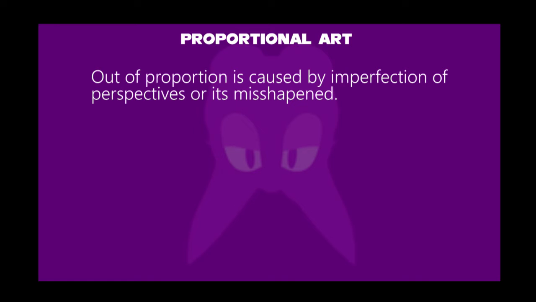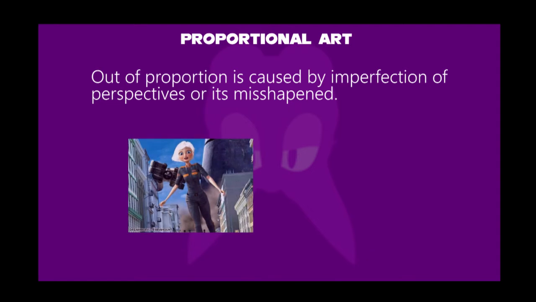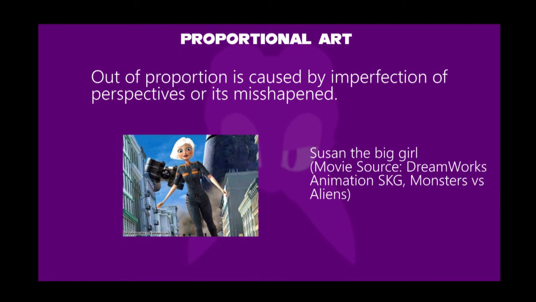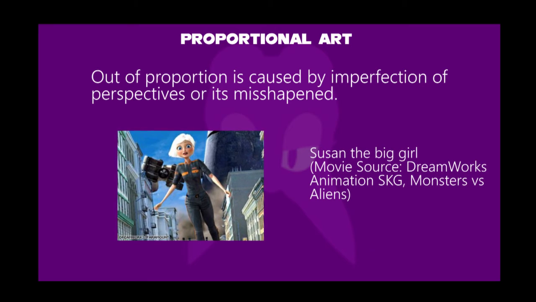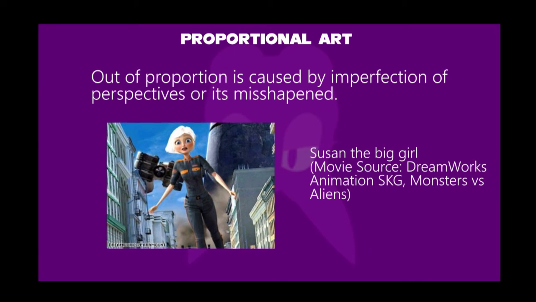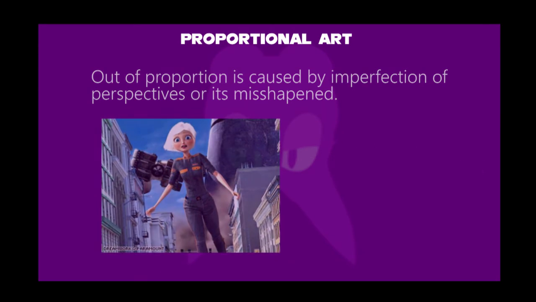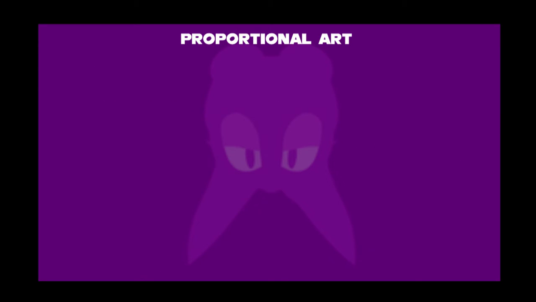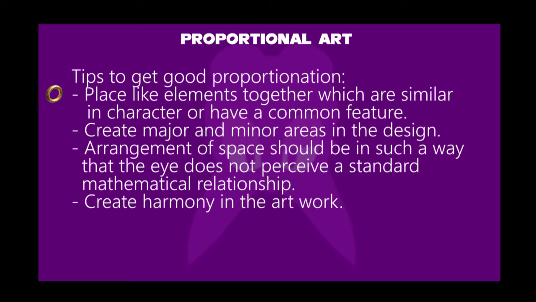Other examples are those not in proper perspective, which is usually trick photography, depending on the frame, or in fictional movies, like Big Girl Susan, taken from Monsters vs. Aliens. To give it a good proportion, place like elements together which are similar in character or have a common feature.